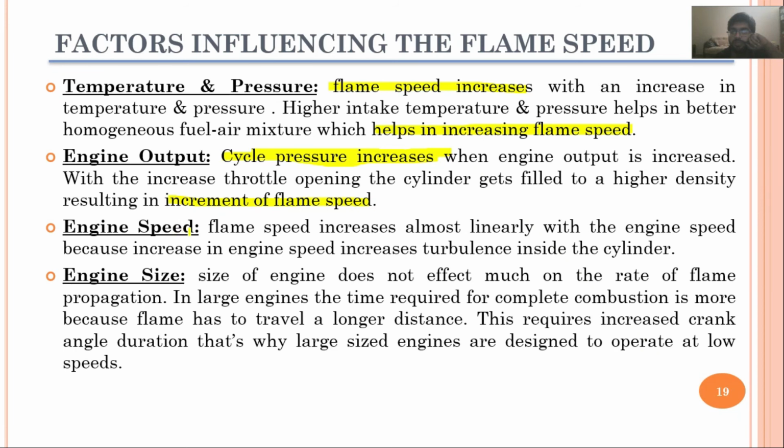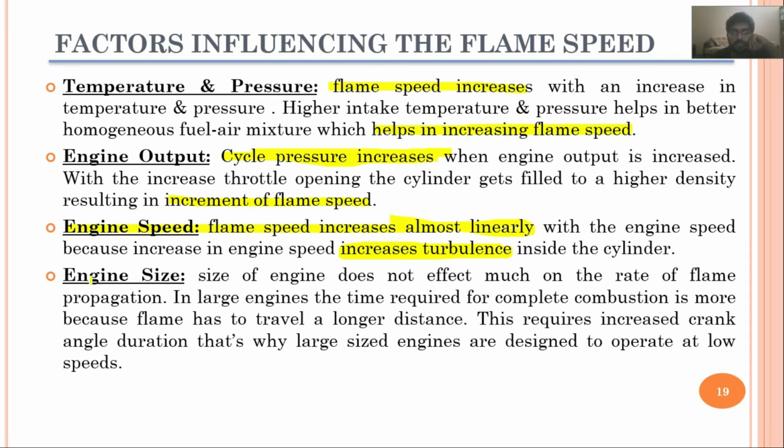Next is the engine speed. Engine speed increases the flame speed almost linearly, because the engine is operating at higher speeds and the piston is moving more rapidly. Because of this more rapid movement of the piston, we will have increased turbulence, and an increment in this turbulence will result in higher flame speeds.